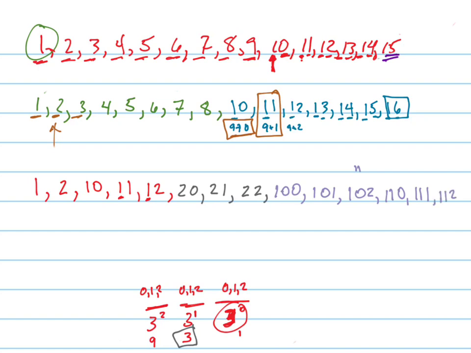And what would 15 be? 1 2 0. Those would be your first 15 numerals in base 3. This is base 3. The first 15 numerals, 1 through 15, in base 3.